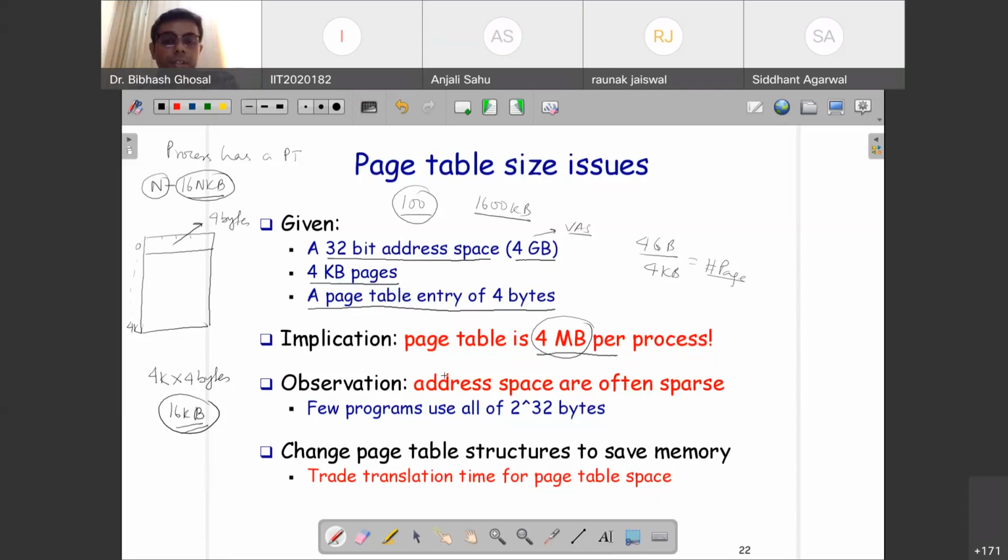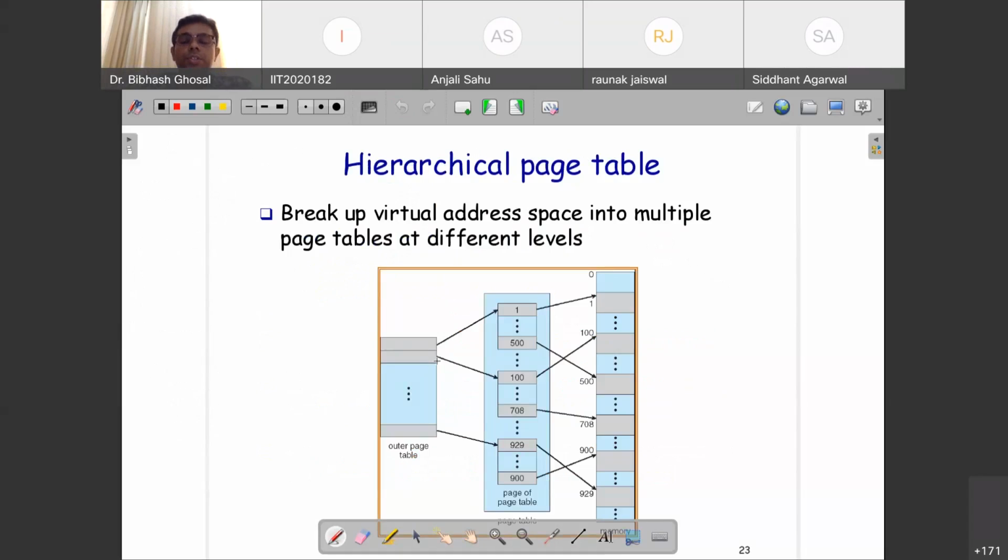So what happens is, the address spaces are often sparse. What do you mean by that? We mean that very few programs are using this 2 to the power 32 bytes. So can we change this page table structure to save memory? This is the idea, because ultimately we have to store it in the physical memory itself. Can you do some intelligent tricks to reduce or save memory? This is the idea that we do.